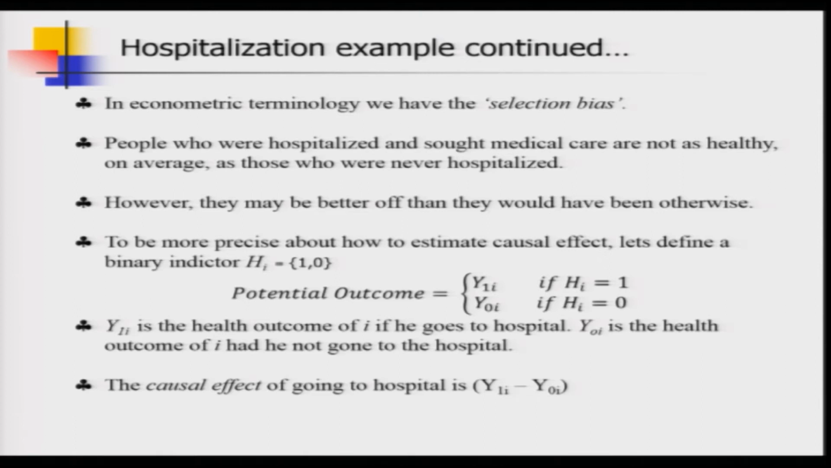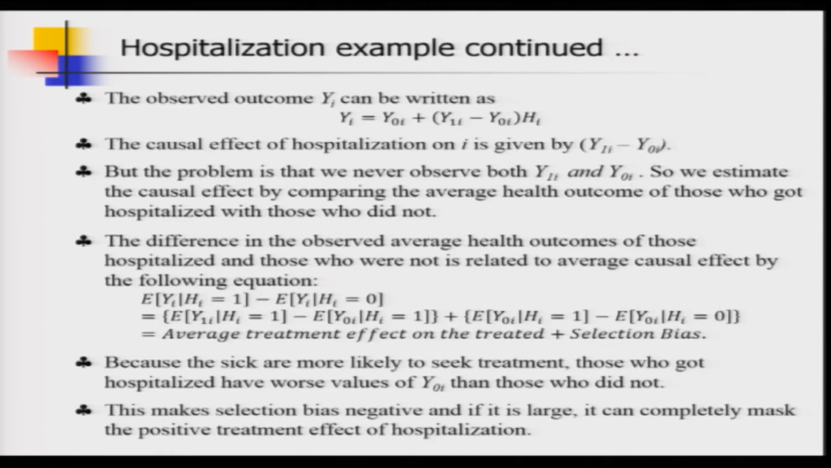How can we get a measure for this? Now, note that the observed outcome yi can be written as y0i plus (y1i minus y0i) times Hi. So, we are just making use of that dummy variable that we have created. The problem here is that we will never observe both y1i and y0i, we can only observe one of them.